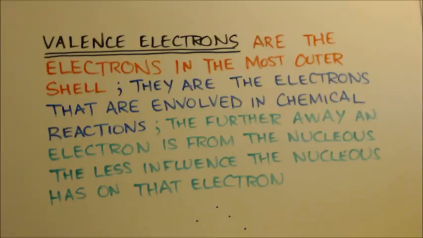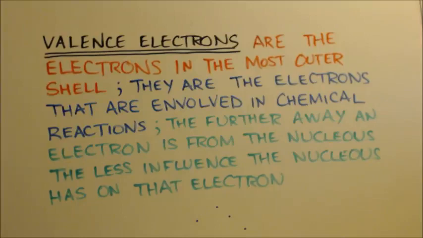Valence electrons are just the electrons in the most outer shell. Okay? Remember I said a shell, you can think of it as a floor. Shell 1 would be floor 1, shell 2 would be floor 2, and so on. And if you think about it, those electrons are the ones that are involved in chemical reactions.